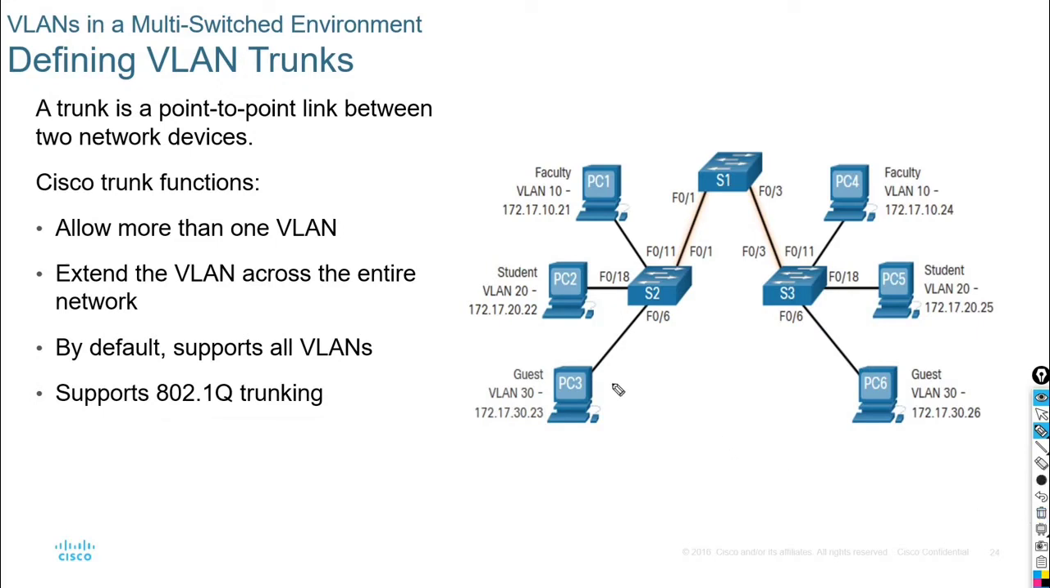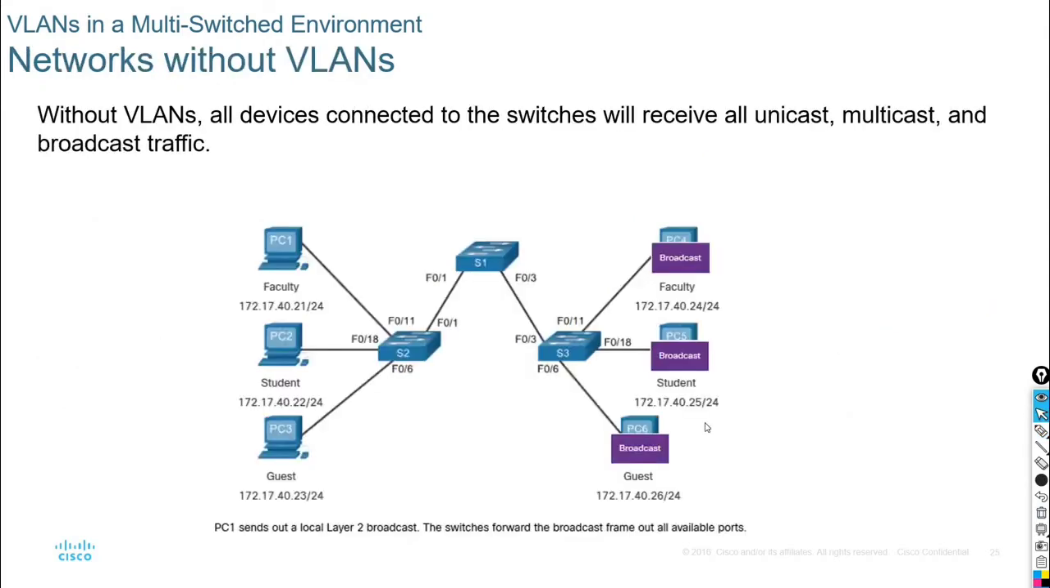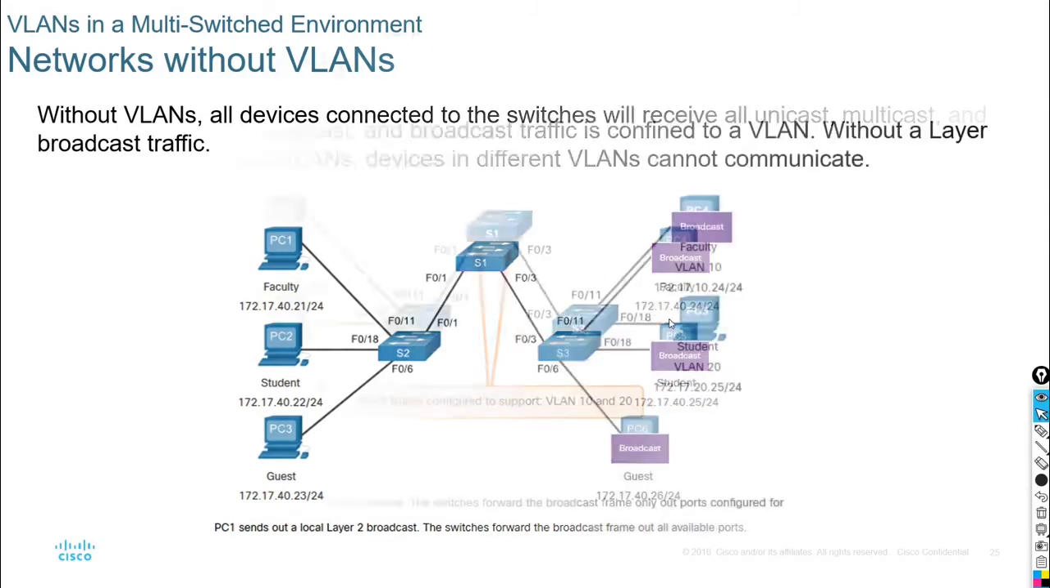VLAN identification also we have. Networks without VLANs, you can see an example. Without VLANs, all devices connected to the switches will receive all unicast, multicast, as well as broadcast traffic. So whatever packet you send from the faculty is broadcast to all the PCs: guest, student, as well as faculty.